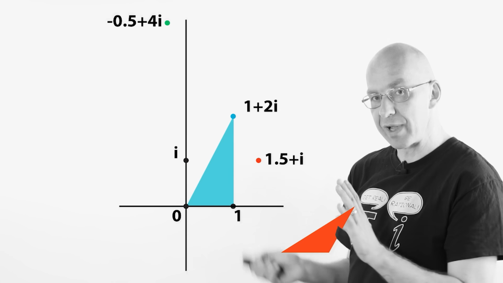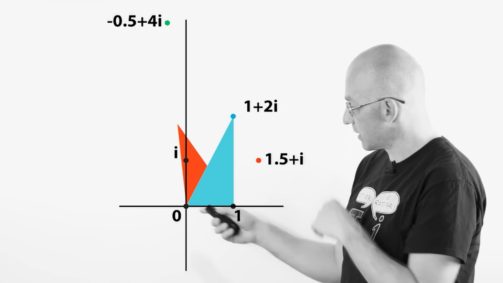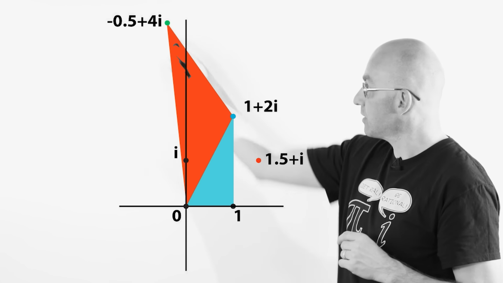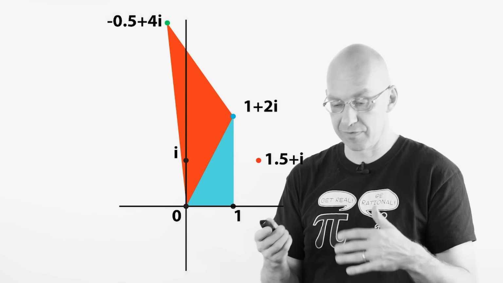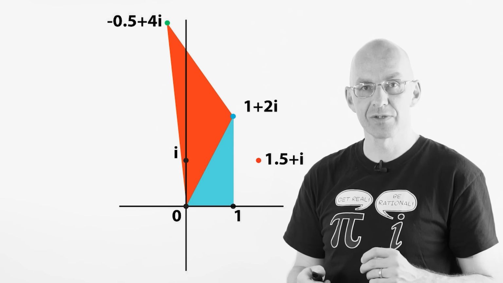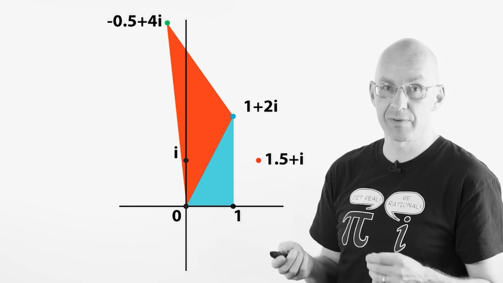Second triangle: 0, 1, and the point. There it is. Now we align them like that. Stretch this one, the red one, so that these two sides are the same. And there's your product. Brilliant, isn't it? So you just align and stretch these triangles and you know what happens. And actually, if you know the triangles, it's pretty easy to predict where the product's going to be.